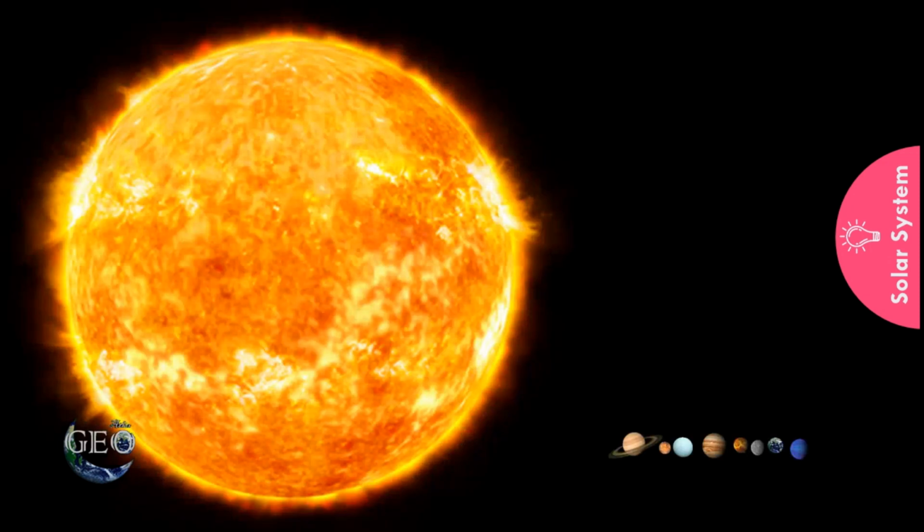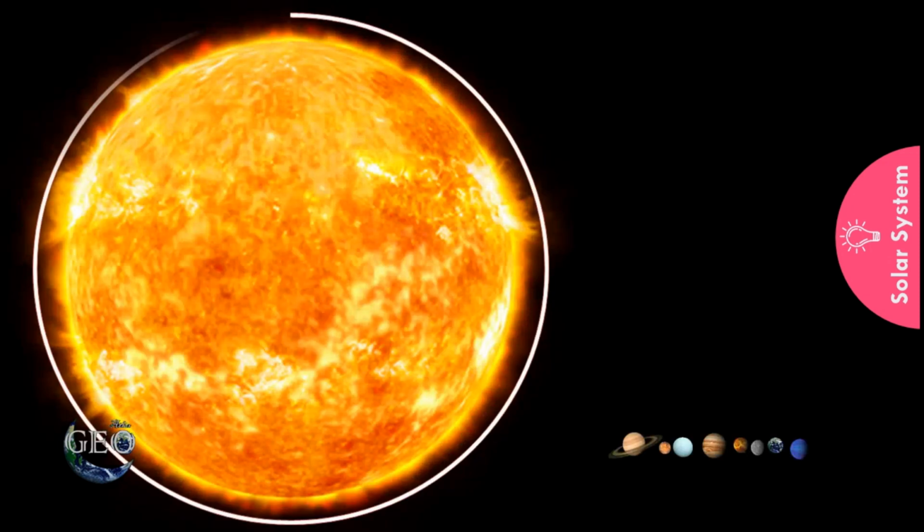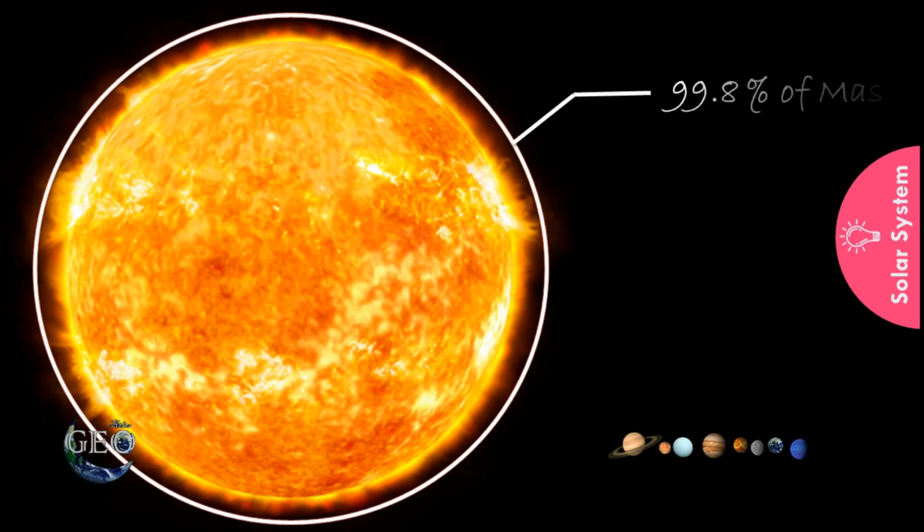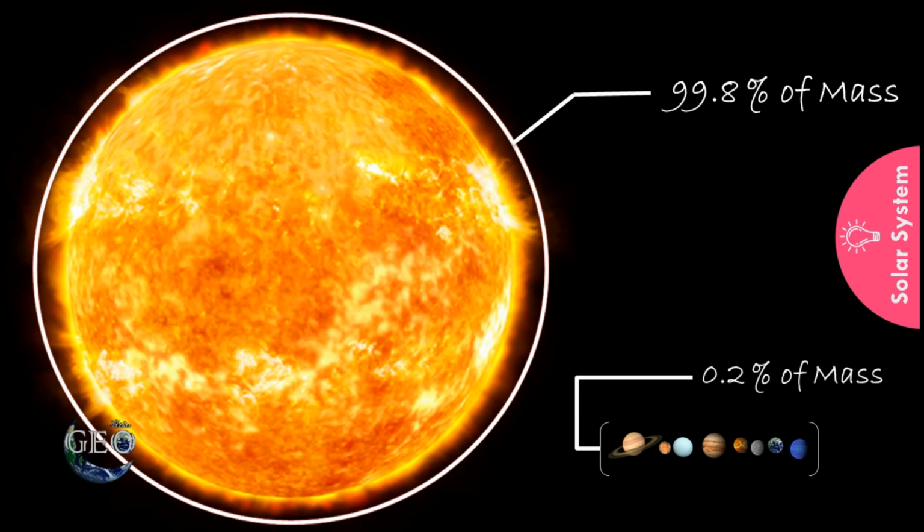The mass of the Sun is 99.8% of the entire solar system. That means except the Sun, the remains of the entire planets, asteroid belts, Kuiper belt objects, moons, clouds, dust combined together is 0.2% only. So we can imagine how much larger the Sun is.